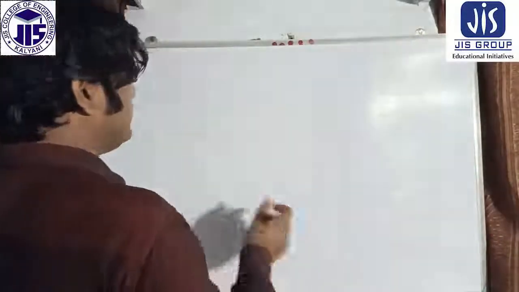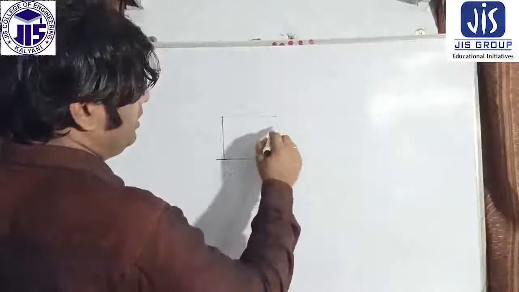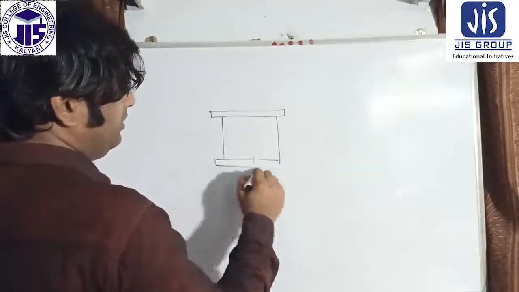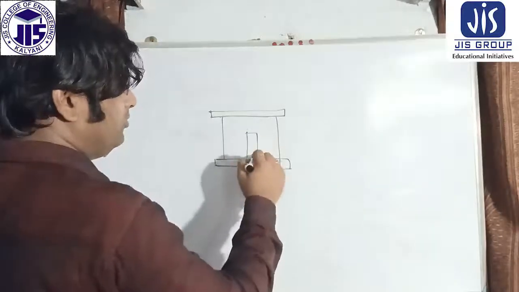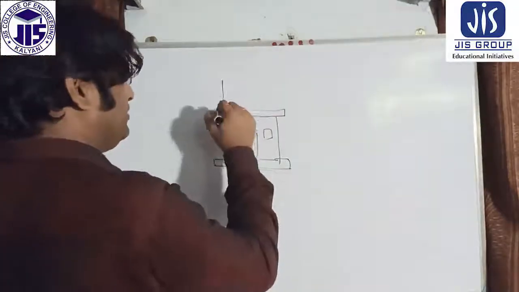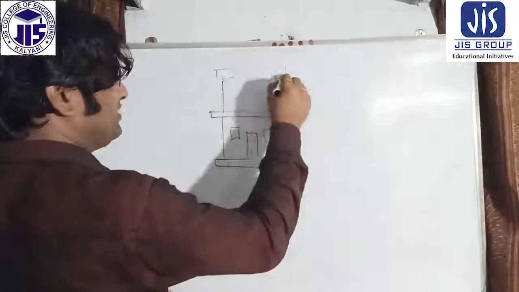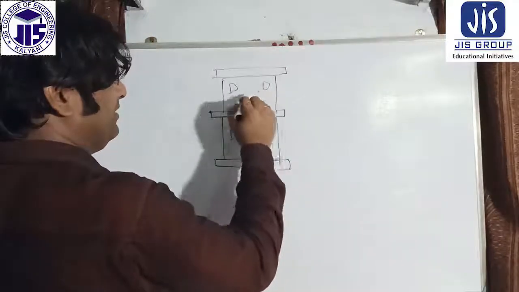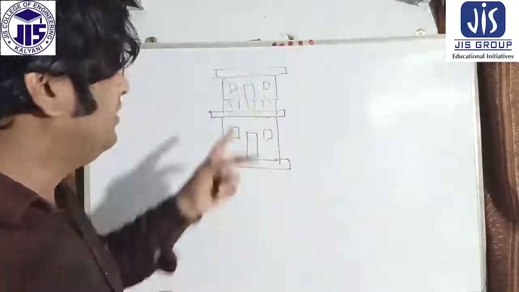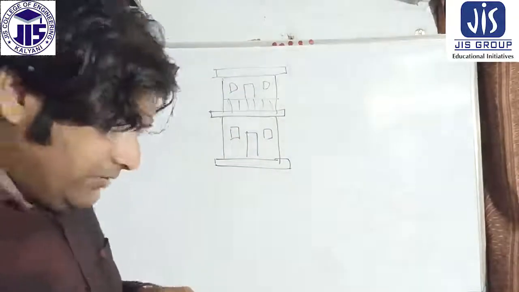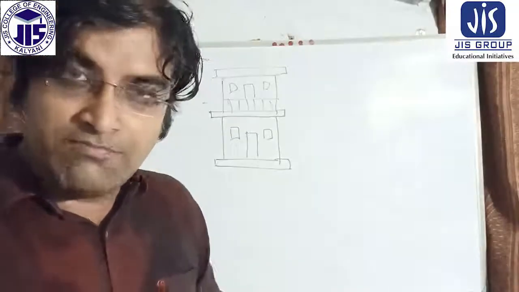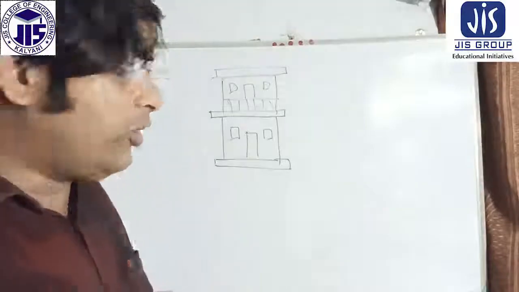First of all I want to draw one home. It's a very simple home; I am not a very good drawing master. Suppose this is a home, a two-star home, and there is a railing. So in this home, if I ask you this question: what is the main basic unit of this home?